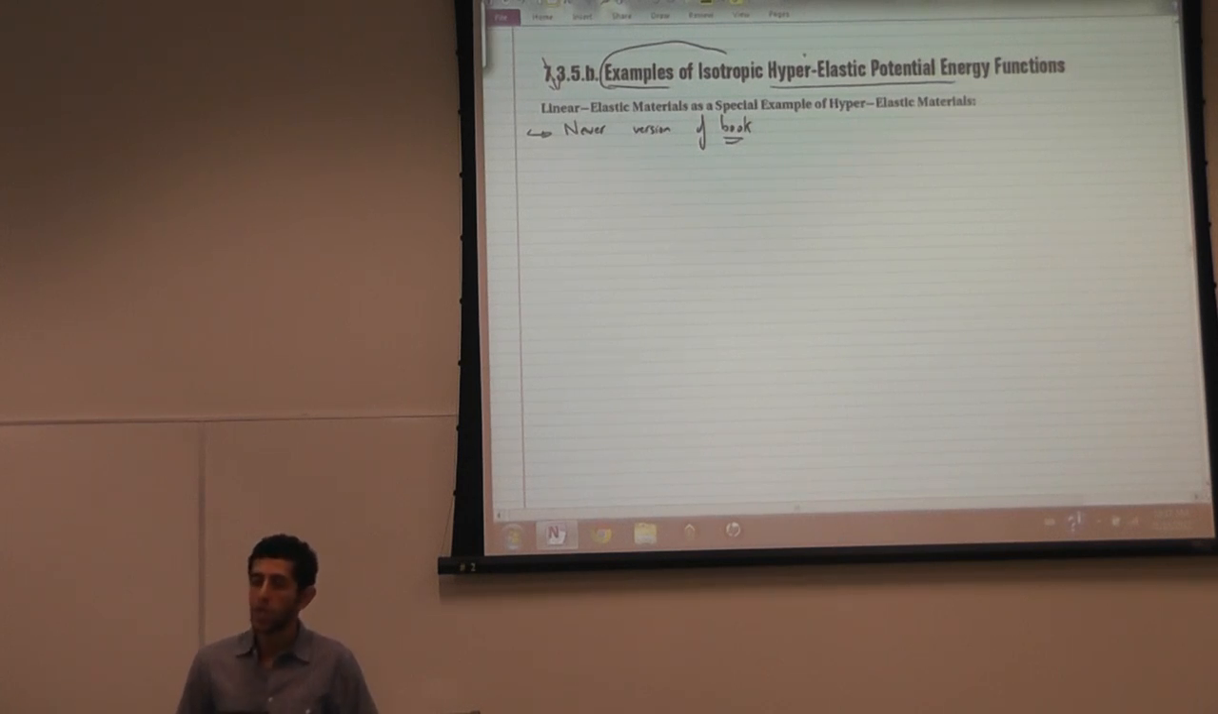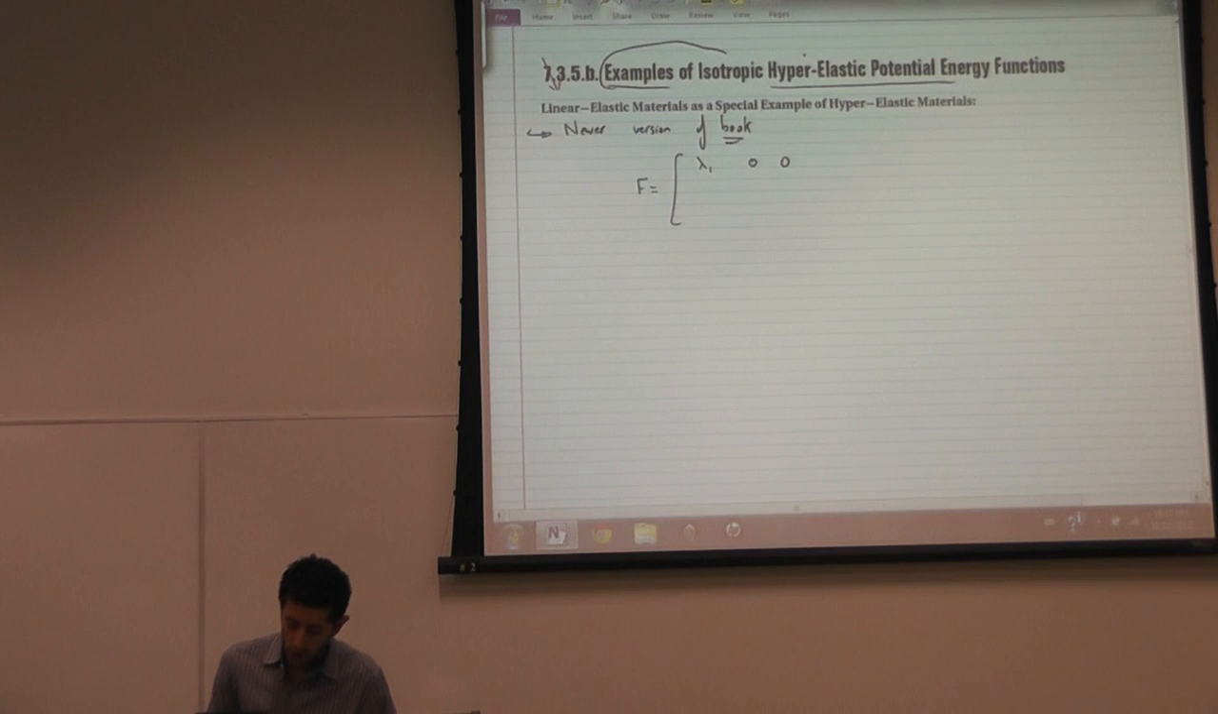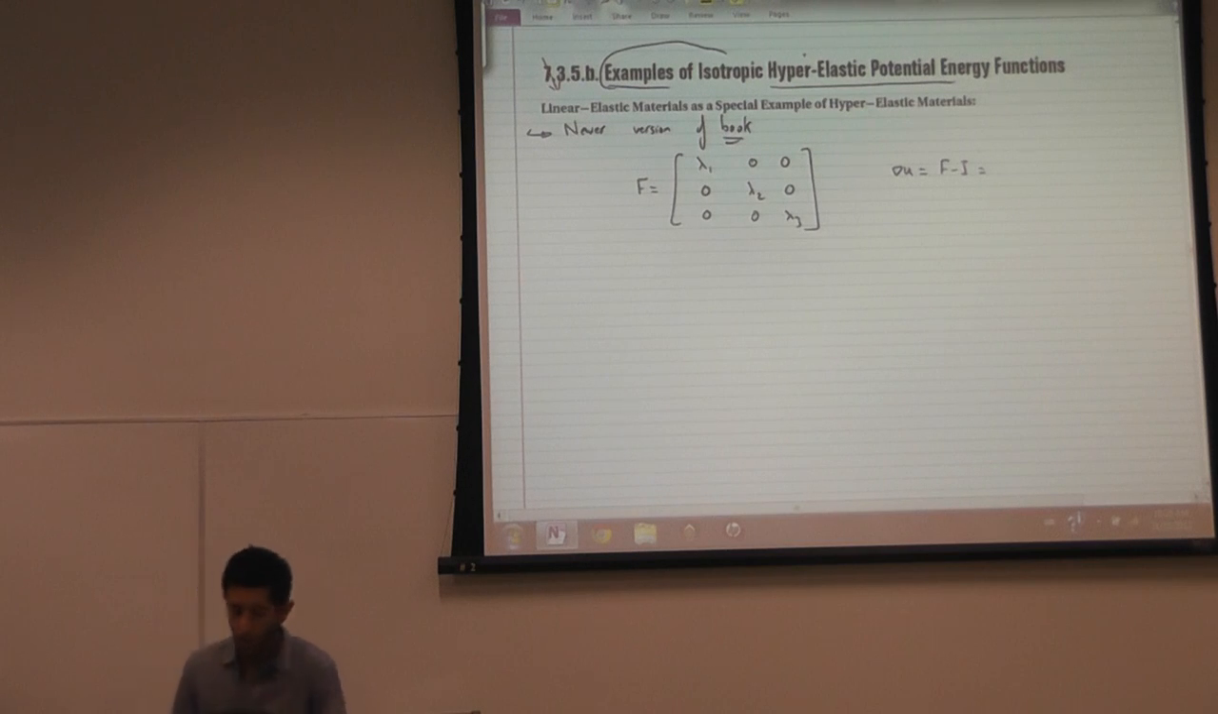A linear elastic material is in fact a special example of a hyperelastic potential energy function. In a linear elastic material, if F, or if an object has lambda 1, lambda 2, lambda 3 on the diagonal and there is no rotation, the principal stretches are these. The gradient of U is equal to F minus I, which is equal to lambda 1, lambda 2, lambda 3, minus 1. The small strain is equal to the gradient of U plus the gradient of U transpose, over 2. So this will be lambda 1 minus 1, lambda 2 minus 1, lambda 3 minus 1 on the diagonal, and 0 elsewhere. So this is the strain.